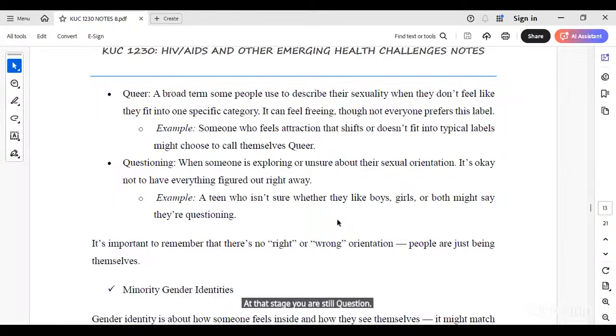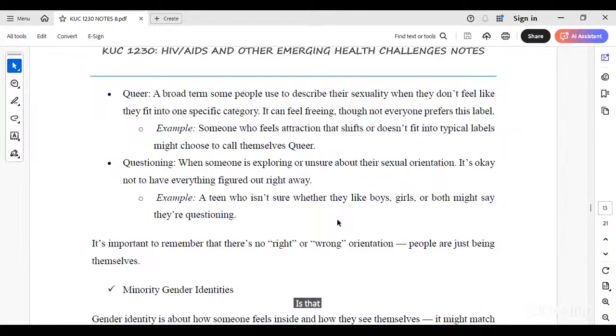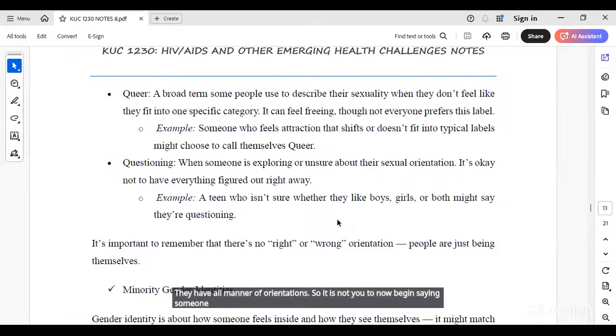So with all these sexual orientations, what is important to remember is that there is no right or wrong orientation. People, as it is currently, have all manner of orientations. So it is not for you to begin saying someone who is a homosexual, for example, is wrong. Then it's not correct for the homosexuals to look at the heterosexuals as being wrong. Okay.